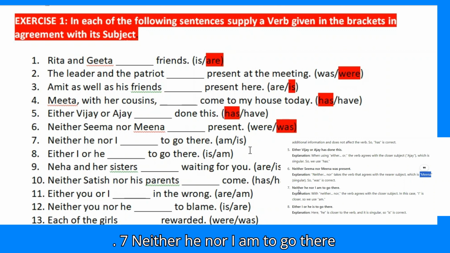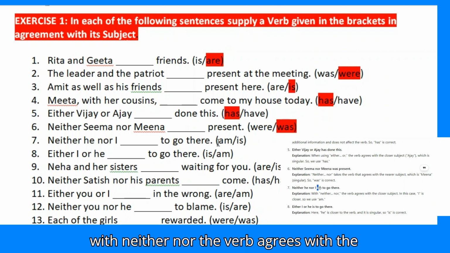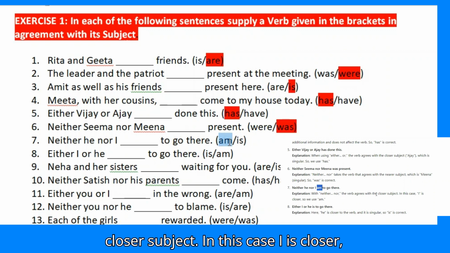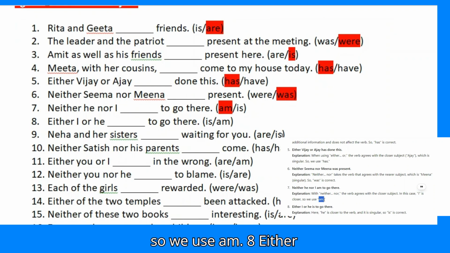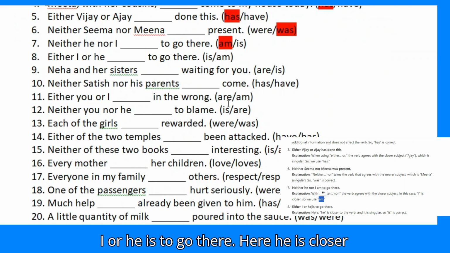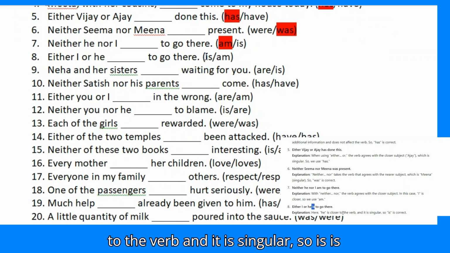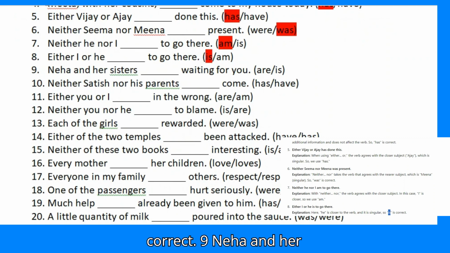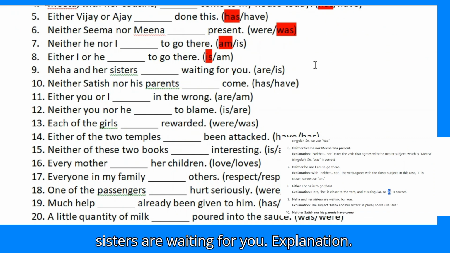7. Neither he nor I am to go there. With neither nor, the verb agrees with the closer subject. In this case, I is closer, so we use am. 8. Either I or he is to go there. Here he is closer to the verb, and it is singular, so is correct. 9. Neha and her sisters are waiting for you.